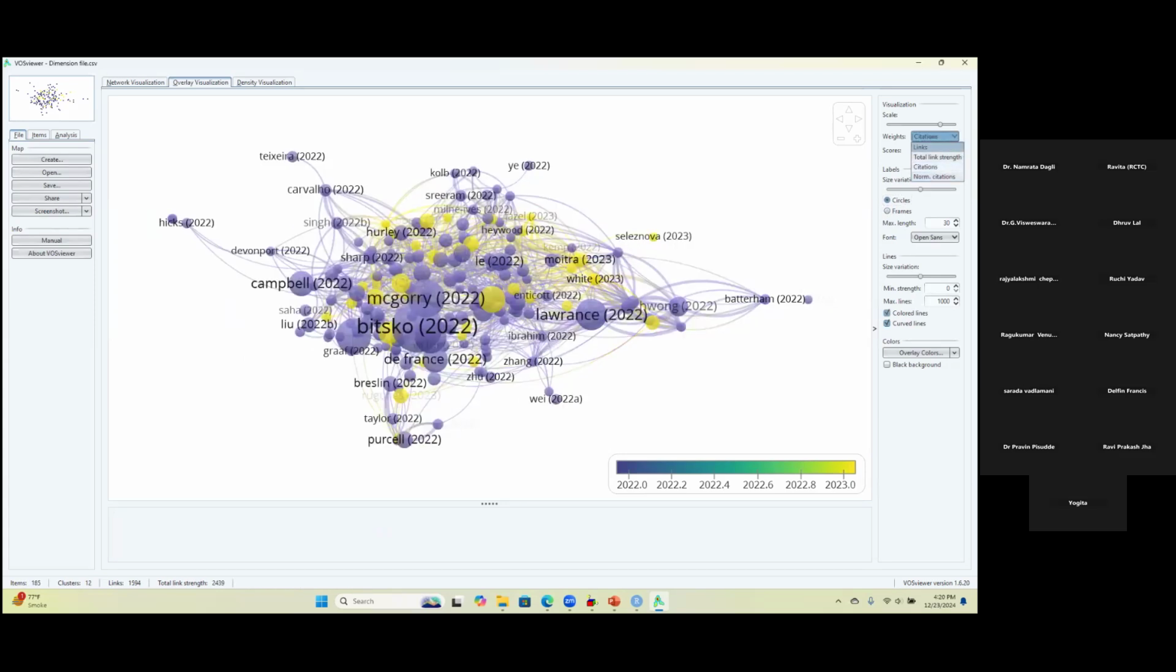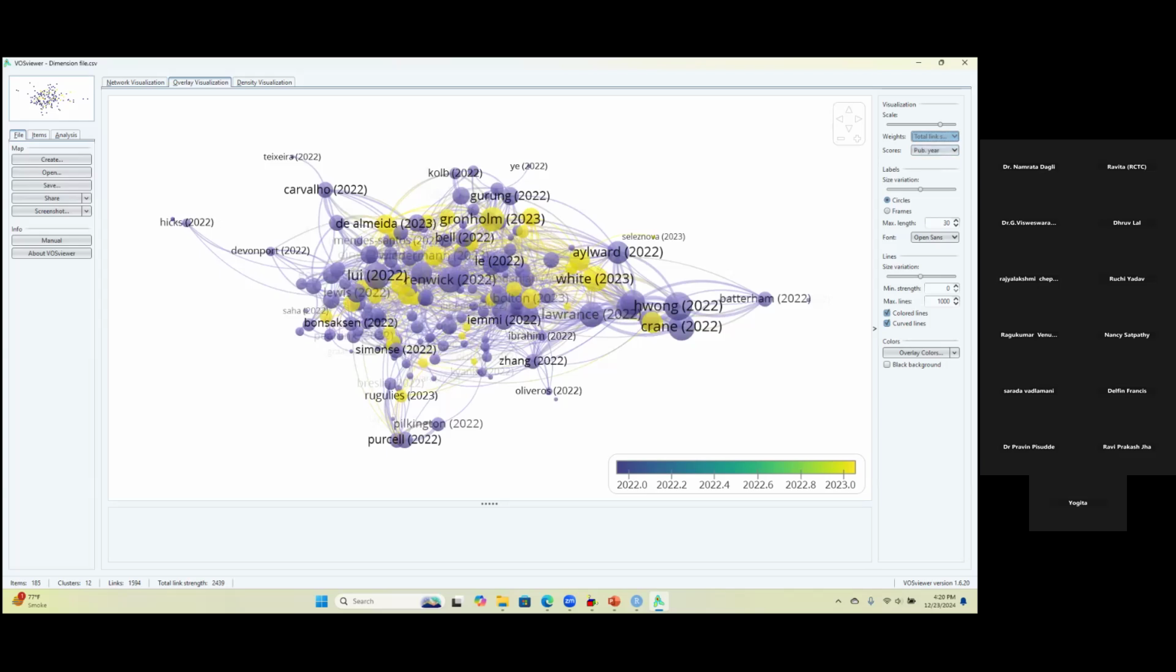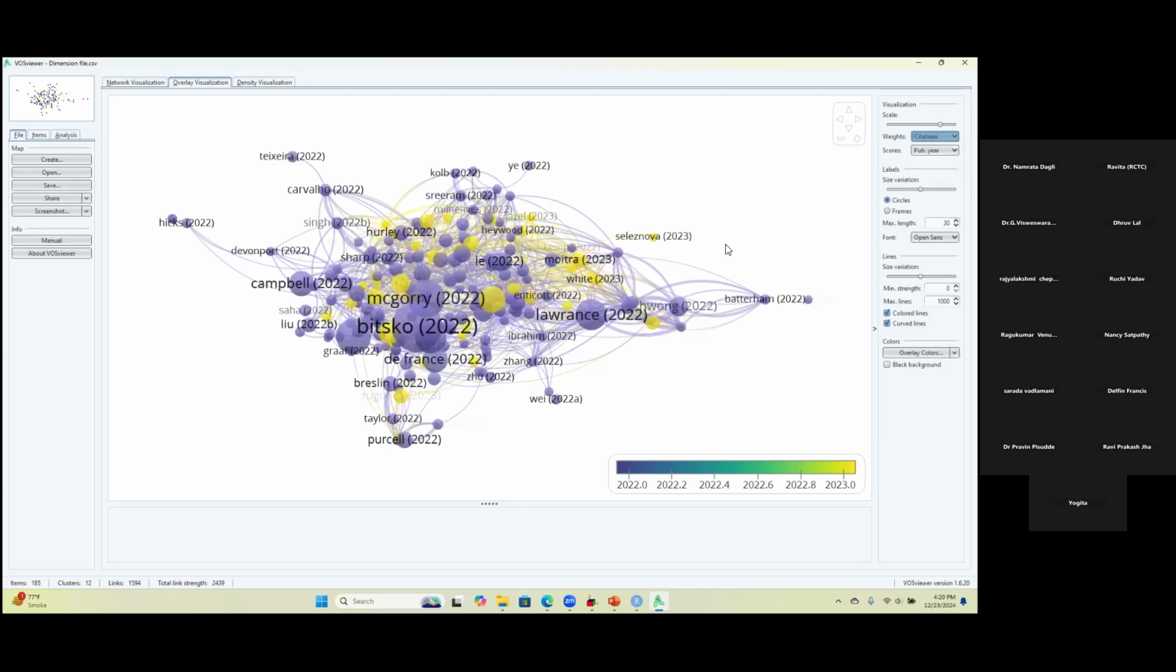Now there are four options in weight. We can change node size according to total link strength or citation or links. Whatever suits your analysis, you can select and generate accordingly.